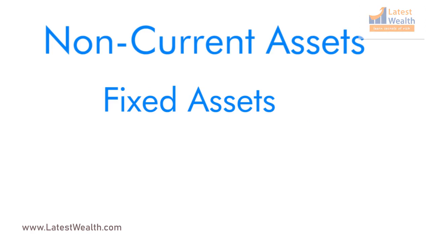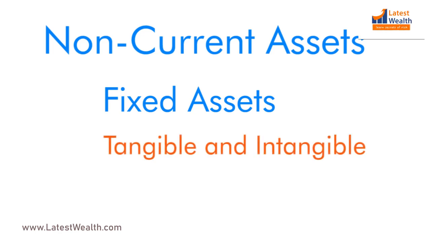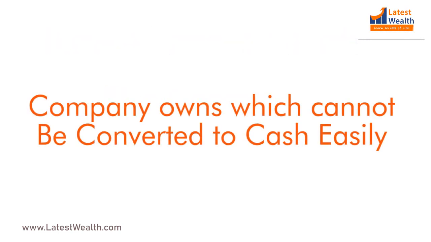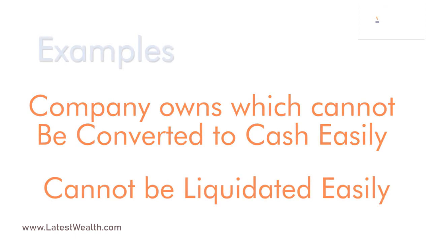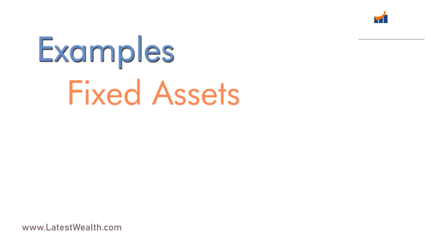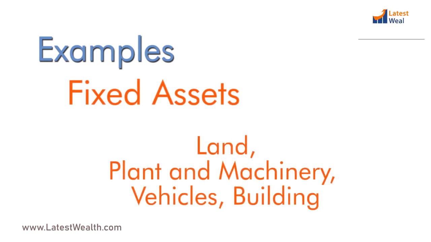See here, fixed assets is there, with many line items under it. Fixed assets are assets, both tangible and intangible, that the company owns which cannot be converted to cash easily or cannot be liquidated easily. For example, fixed assets are land, plant, machinery, vehicles, buildings, etc. Intangible assets are also considered fixed assets because they benefit companies over a long period of time.